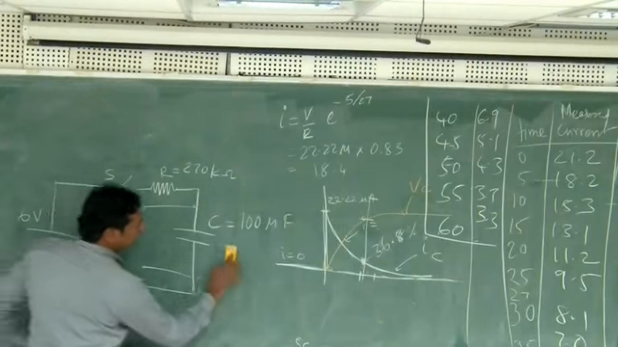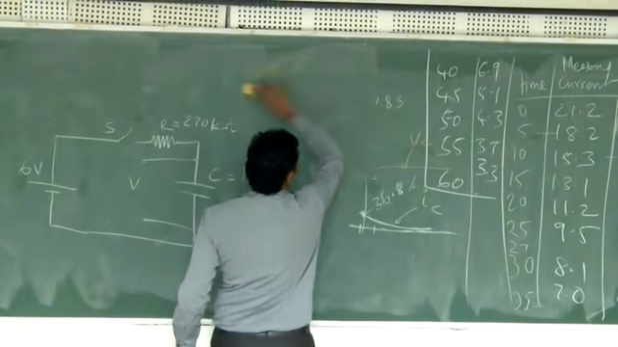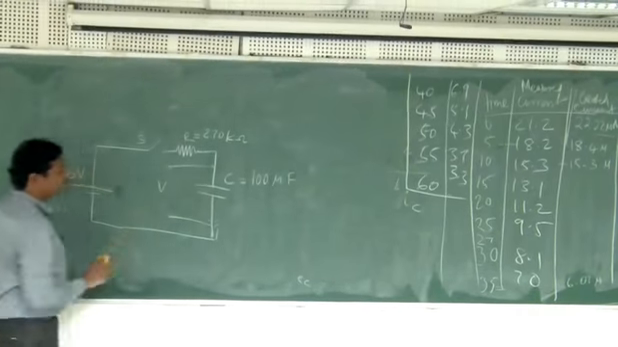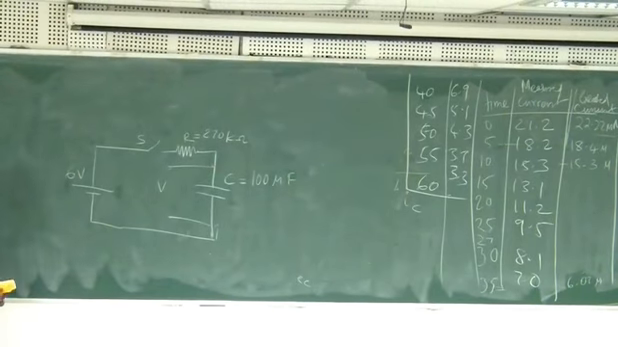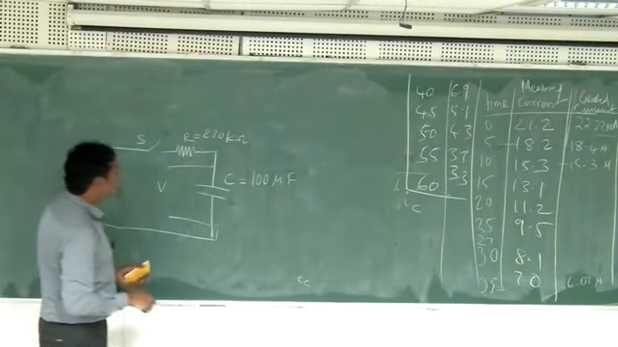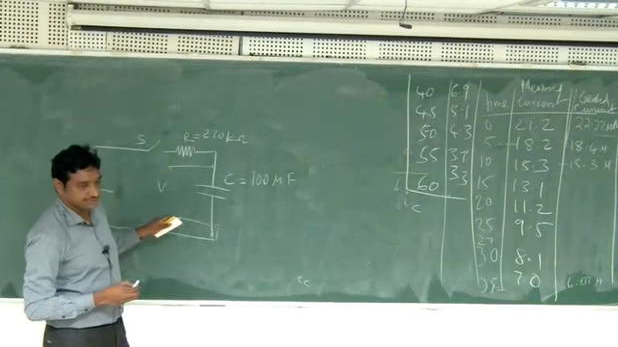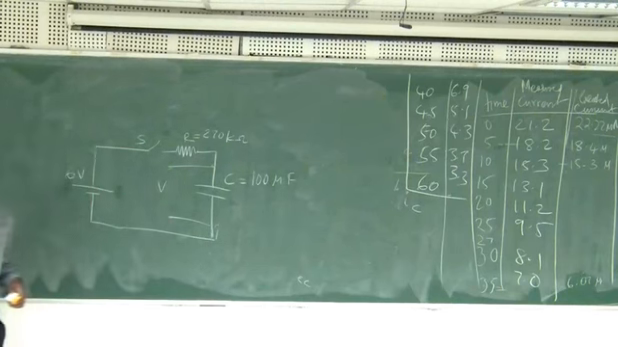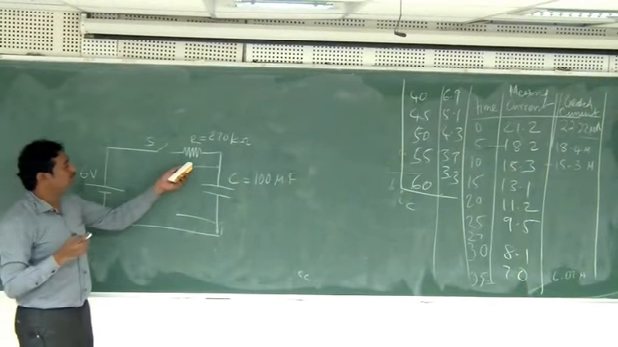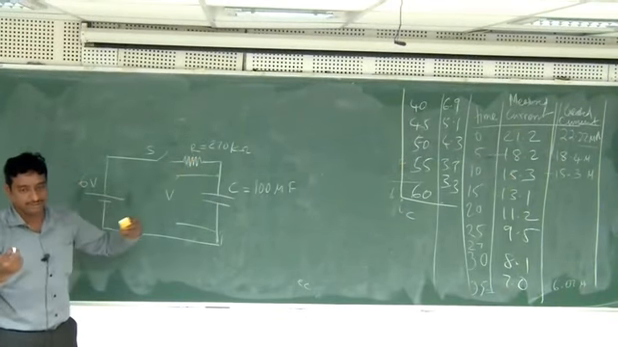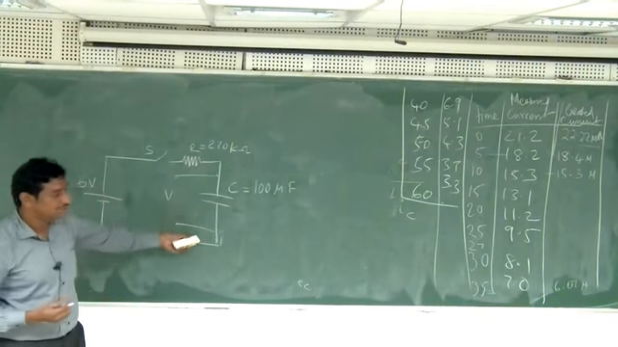So now what is the current situation? The capacitor is fully charged. If I measure the capacitor voltage, it will be close to 6 volts. Will you agree? Because the current is 0.4 micro, the I into R drop will be very small, and then most of the voltage will be at the capacitor.